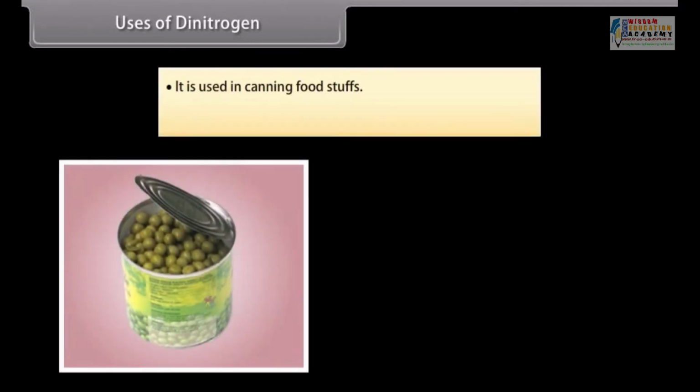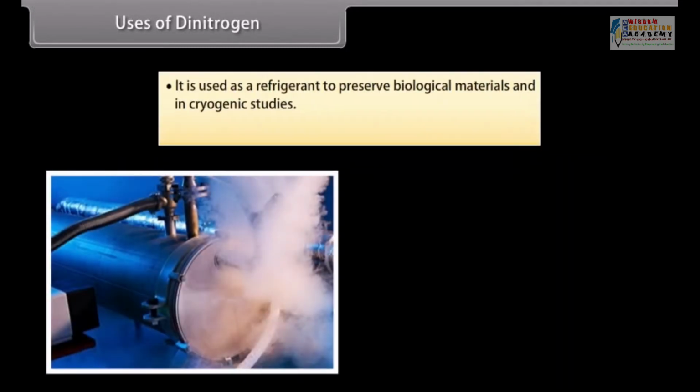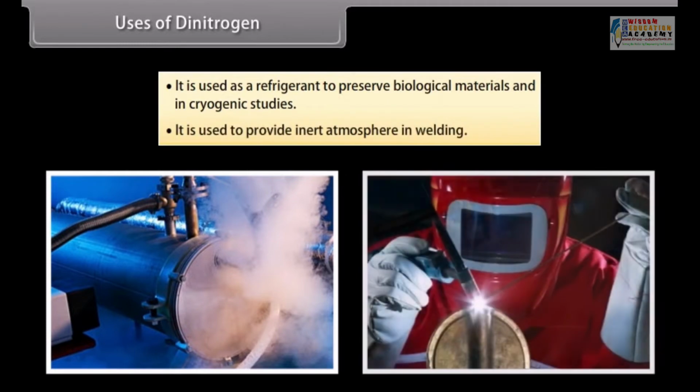Uses of dinitrogen. The important uses of dinitrogen are the following. It is used in canning foodstuffs. It is used in the manufacture of NH3 and calcium cyanamide. It is used as a refrigerant to preserve biological materials and in cryogenic studies. It is used to provide an inert atmosphere in welding.